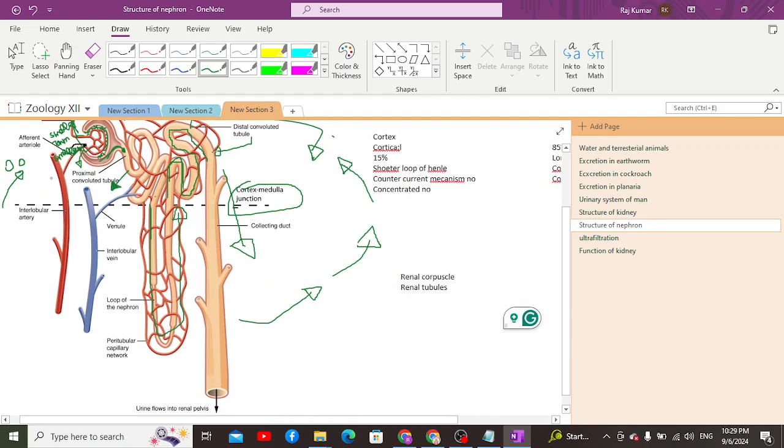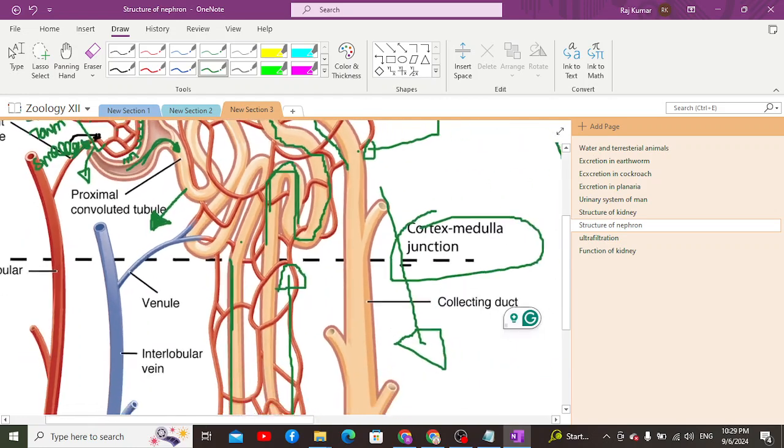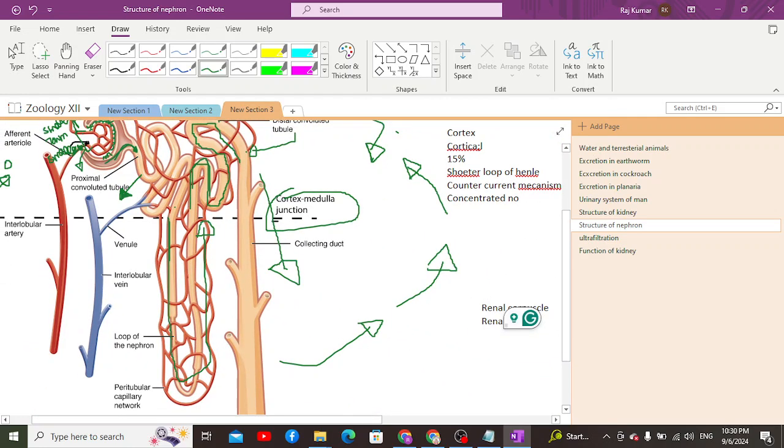And when it comes to the arterial system in the nephron, it is in such a manner that first there is the renal artery, which divides into the afferent arteriole, which is thicker in diameter, and the efferent arteriole, which is thinner in diameter. Afferent arteriole is thicker in diameter, due to which it has low pressure, and efferent arteriole is thinner in diameter, due to which it has high pressure.